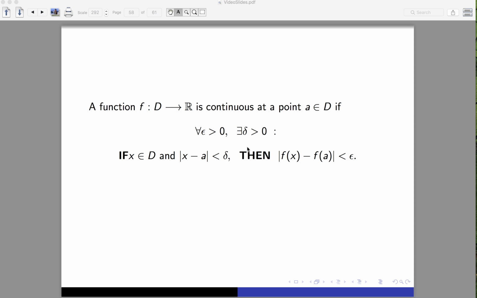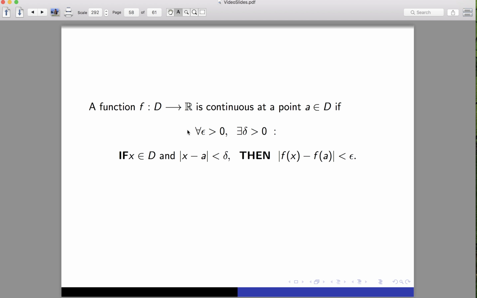Video on continuity. So this is about the definition, which should look somewhat like the definition we had for the limit of a sequence. So again, we have a function. It's very important to always know what the domain of our function is. And so we say that a function f is continuous at some point a in its domain if, well, there's an epsilon and there's a delta.